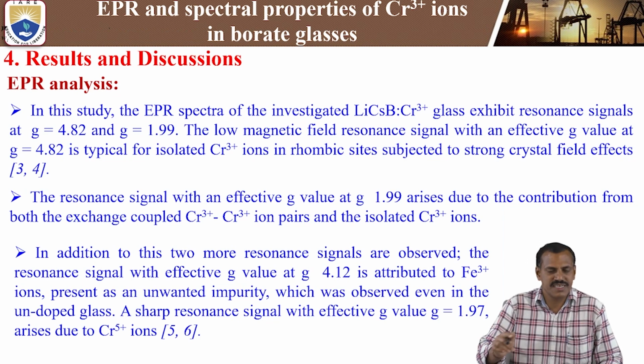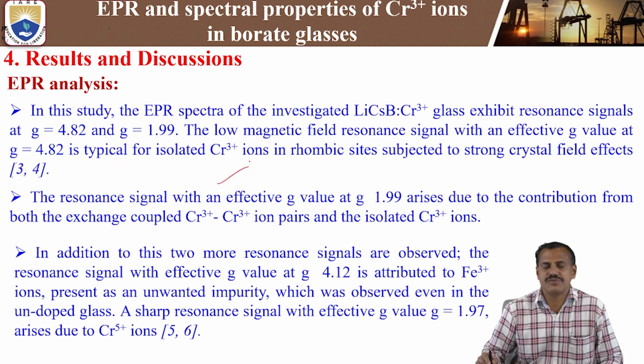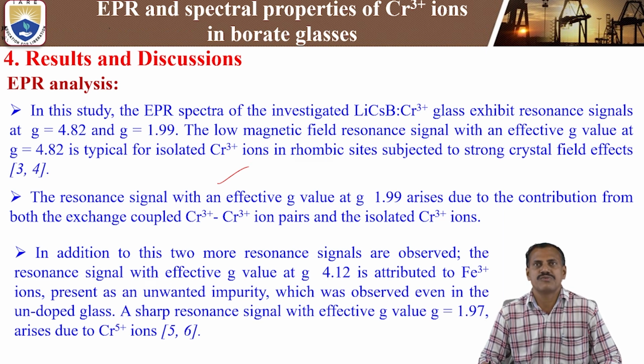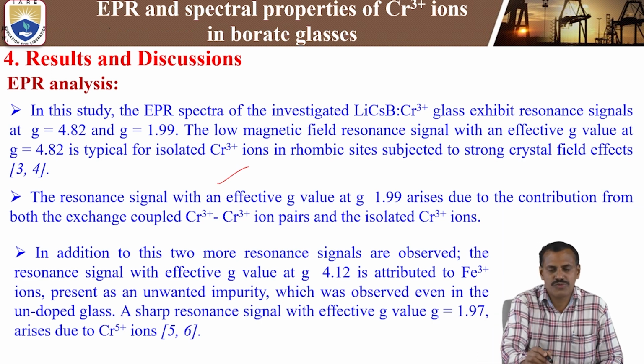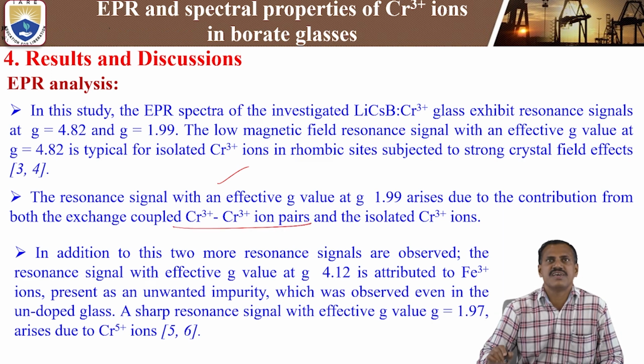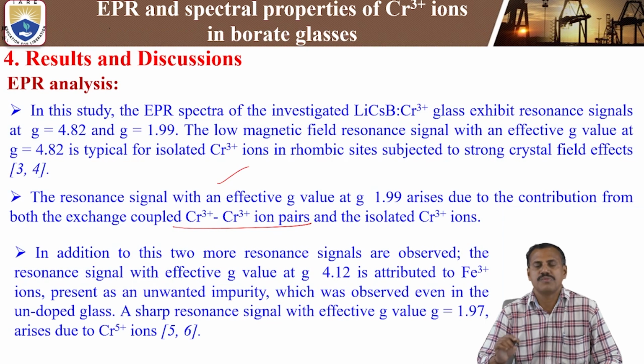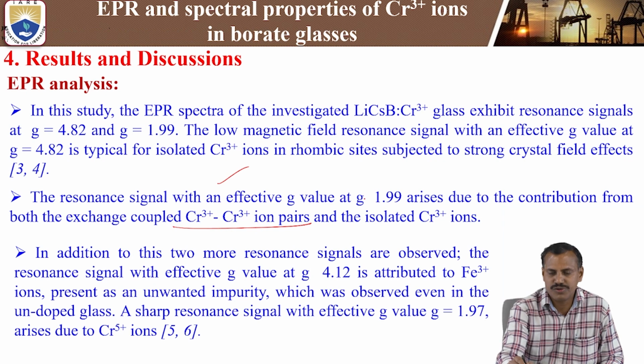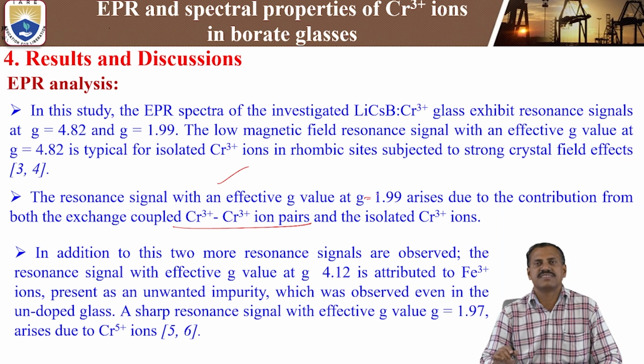The second point is that the resonance signal with effective g value of 1.99 arises due to the contribution from the exchange coupled chromium 3+ ion pairs. This is a very important signal in chromium 3+ ions. So exchange coupled chromium 3+ to chromium 3+ ion pairs, in the case of isolated chromium 3+ ions, appear at g = 1.99. That is the main contribution of the chromium 3+ ion.